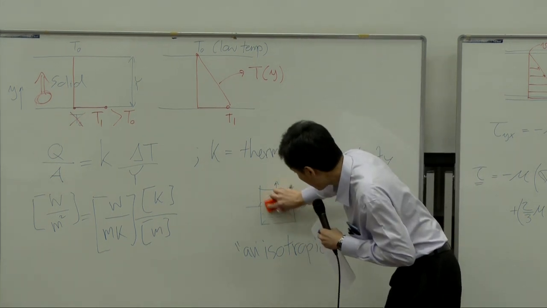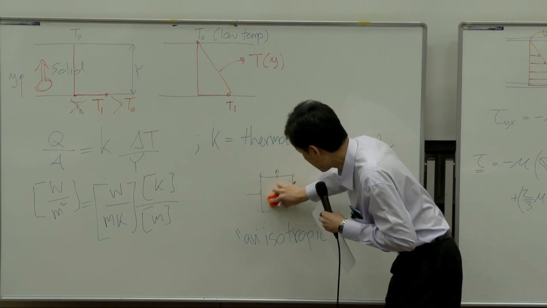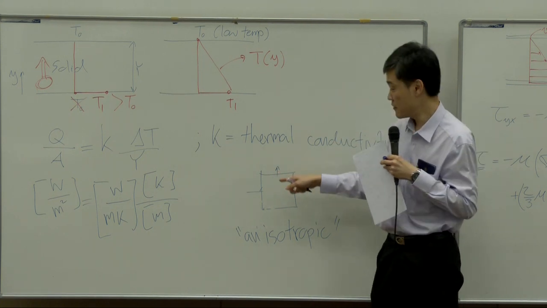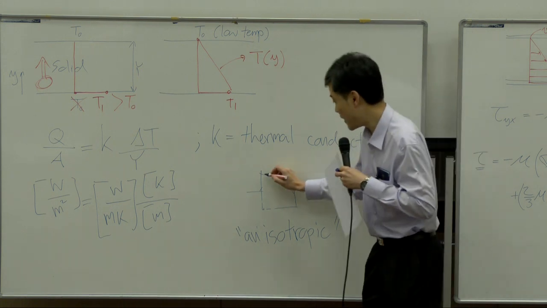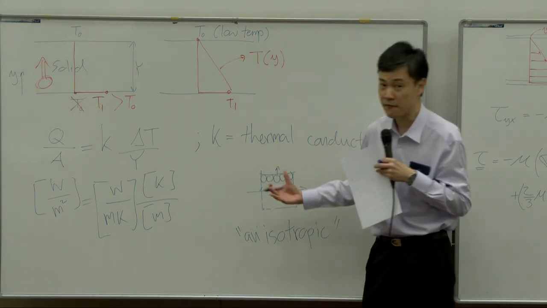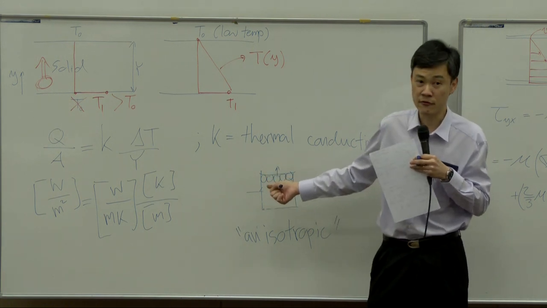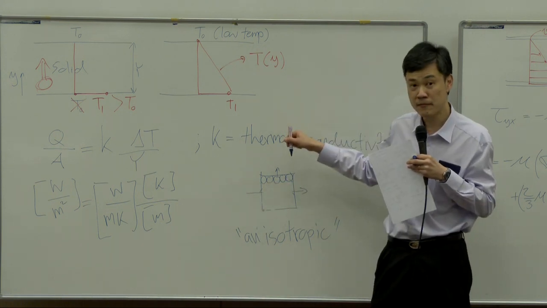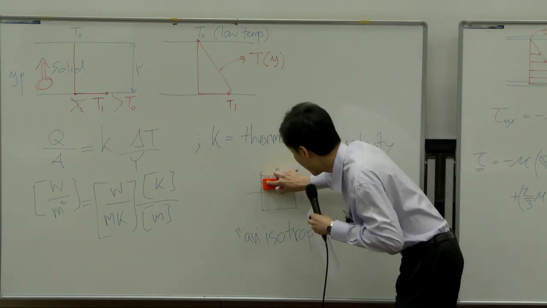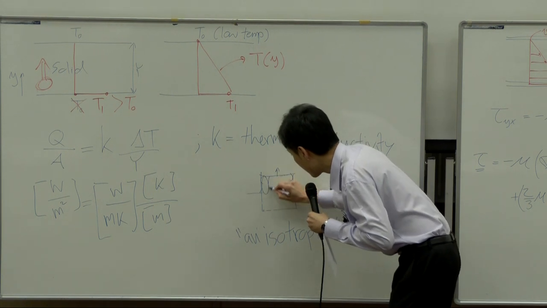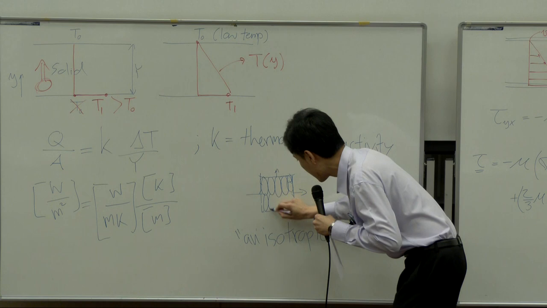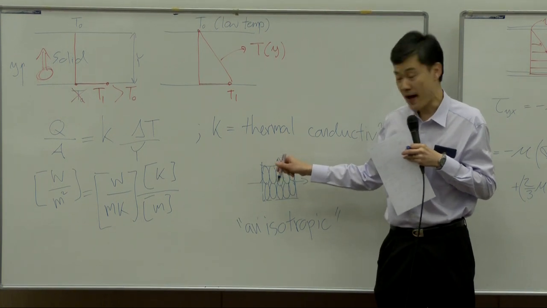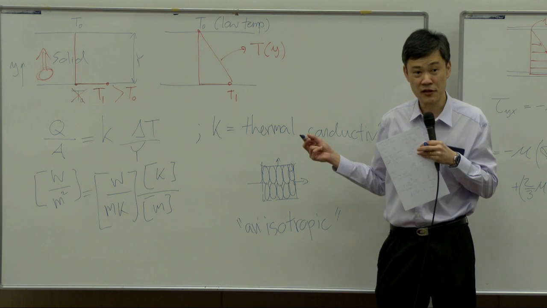Another example of anisotropic material is metal. If you look inside metals, there'll be a lot of grains. Okay, there'll be grains of metals. If the grain is symmetric, or if the grain is spherical, then conduction in this direction and that direction would be the same. But if the grain itself looks like this, that means conduction in this direction should be faster than this direction because the grain is considered an insulator.